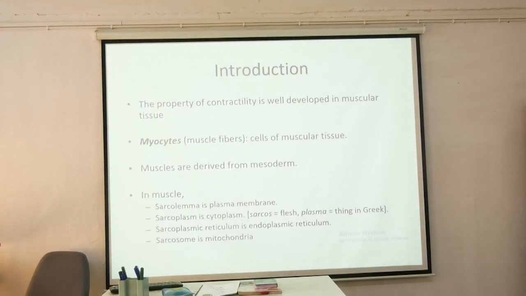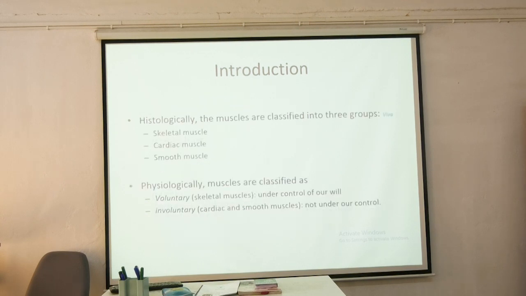In muscle, the sarcolemma is the plasma membrane, sarcoplasm is the cytoplasm, sarcoplasmic reticulum is the endoplasmic reticulum, and sarcosome is the mitochondria. Now, introductions. Histologically, the muscles are classified into three groups.